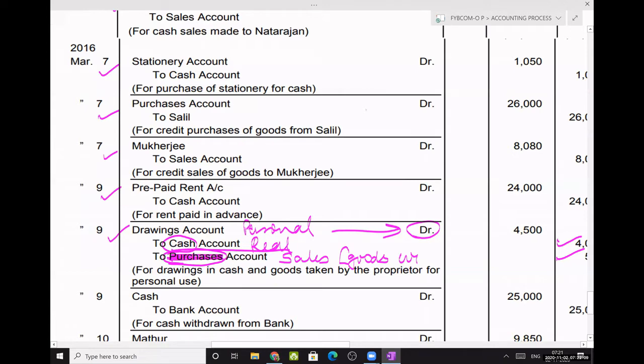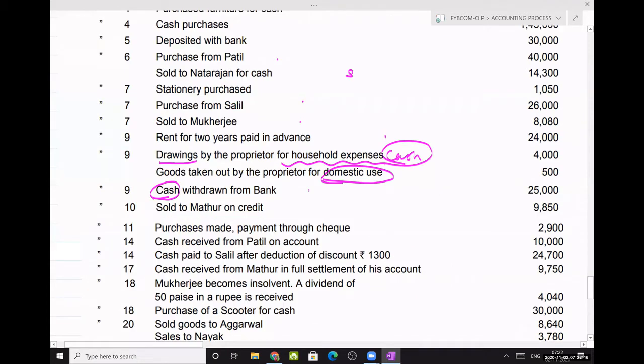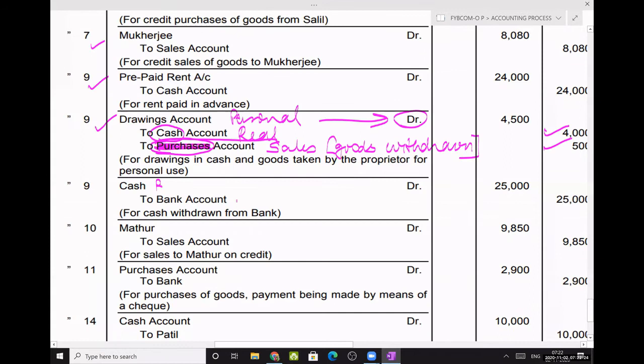Next, cash withdrawn from bank. Great. So which are the two important entries? Cash is a real account, and bank is a personal account. Real account, debit what comes in. Personal account, credit the giver of benefit.